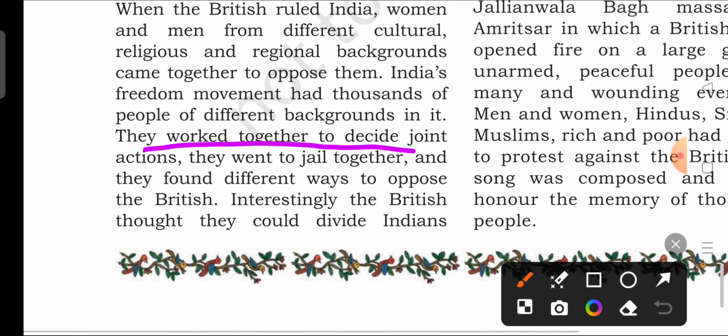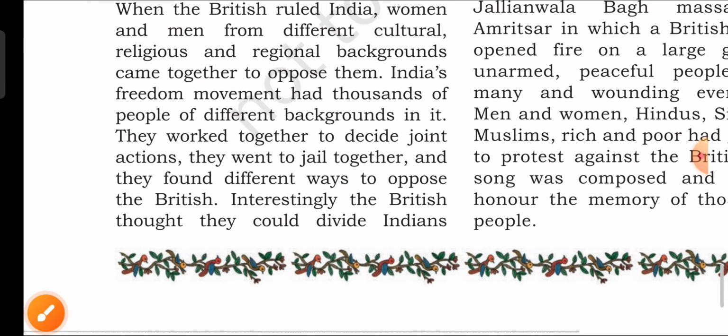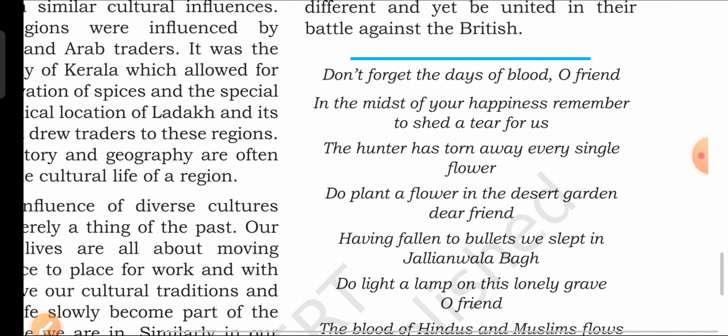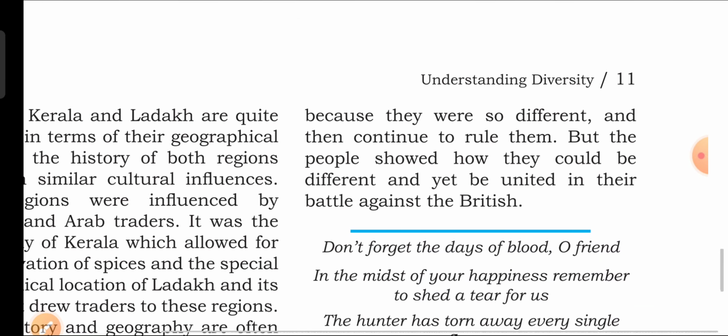They worked together to decide joint action. They went to jail together, and they found different ways to oppose the British. Interestingly, the British thought they could divide the Indians. Why did they think so? As there is diversity here, isn't it? Different types of people, different communities are living here. So they used this, and they were successful for quite a long period also.